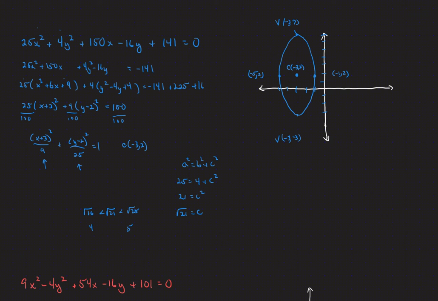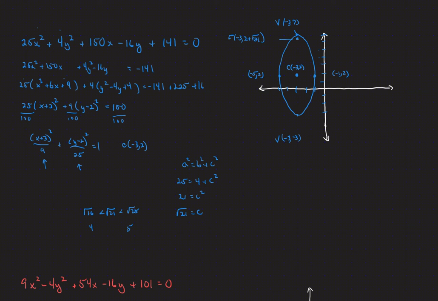We want to be on a major axis, which is the vertical axis. So we're going to count here from the center a little more than 4. So we're going to go 1, 2, 3, 4, and a little bit. It's going to put us way up here. So that's one focus. That's negative 3, comma 2 plus the square root of 21.